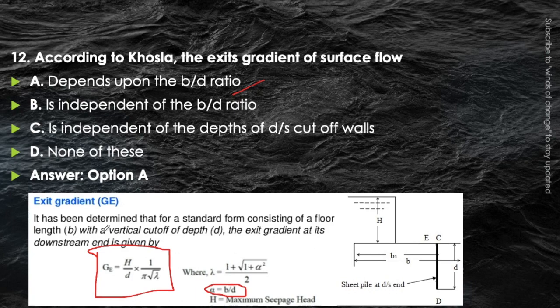This is Khosla's theory, and this is a very important theory. You should memorize it. I have explained about it in the video of irrigation engineering. You can find it from the link given in the description box.